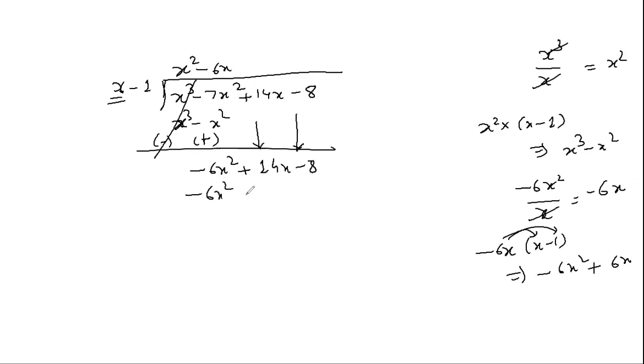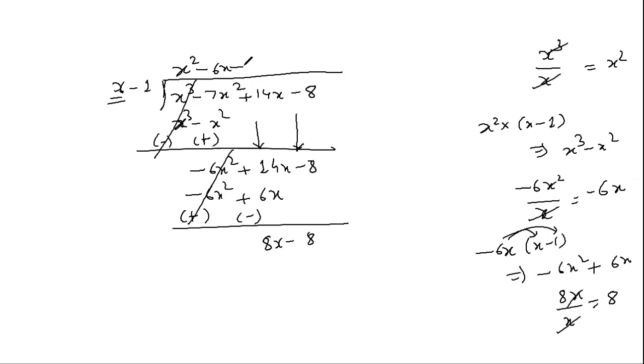So just write whatever the answer which we have got over there, subtract them, change the sign, this will get cancelled. 14 minus 6 is 8x minus 8. Okay. And what will be the last step? Obviously, this is 8x upon x. So I'll get 8. So answer will be plus 8.